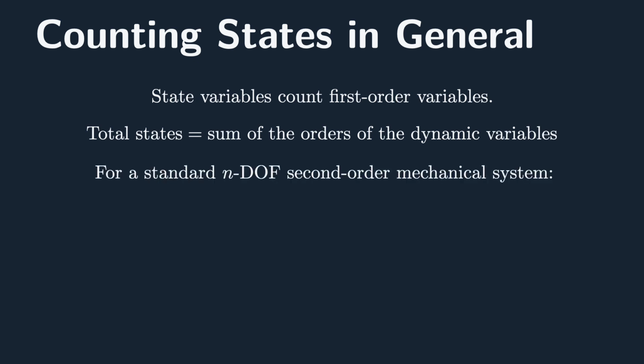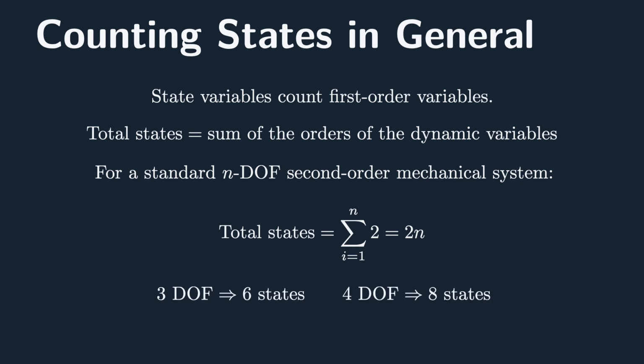For a standard second order mechanical system, the dynamic variables are usually mechanical coordinates, such as displacement or angles. Since each coordinate is second order, each coordinate contributes 2 states, the coordinate itself and its derivative. Therefore, a standard n degree of freedom second order mechanical system has 2n states. For example, a 3 degree of freedom system has 6 states, and a 4 degree of freedom system has 8 states.